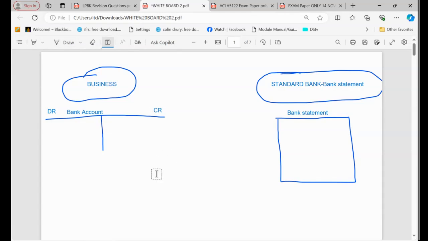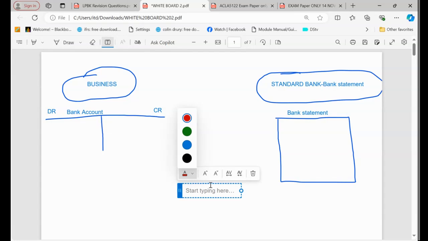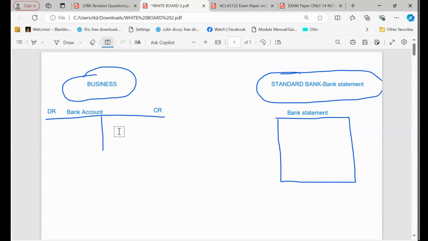Just want to check something first. If let's say we've got 10,000 in the bank, so in our books, I want us to show that balance. Under which side will I show that balance? In our books, debit or credit? If we have 10,000, it would be the debit side.